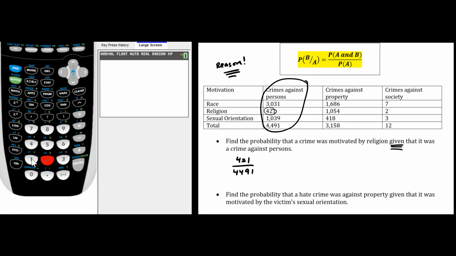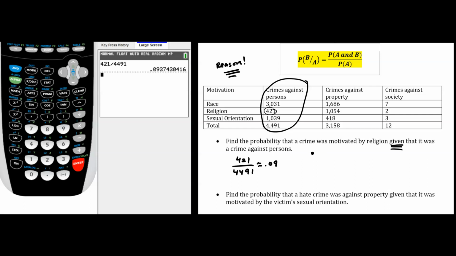And if we go over here, we see 421 divided by 4,491 is equal to a little over 9%. So if we're rounding to a couple of decimal places, 0.09. Now, if I were to approach this exact same question by using the formula, it would look like this.